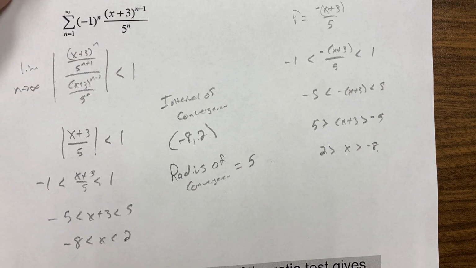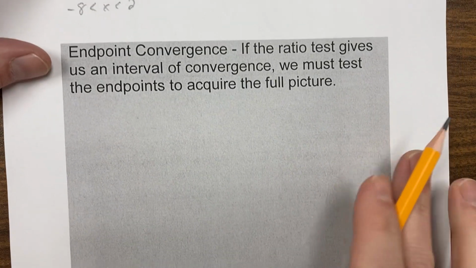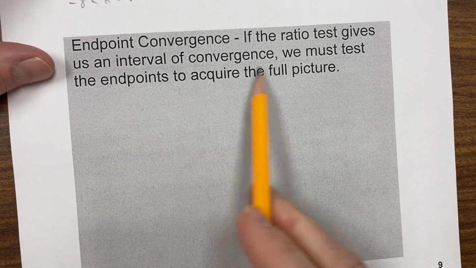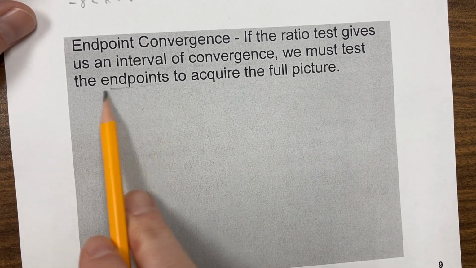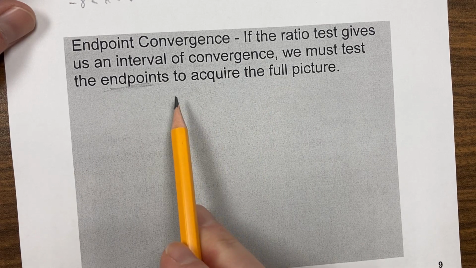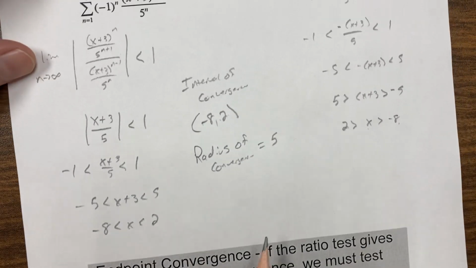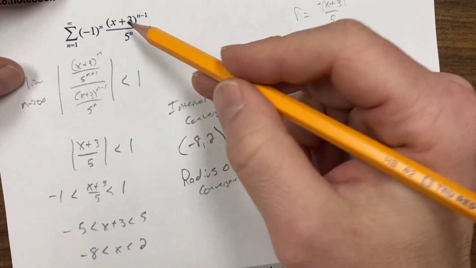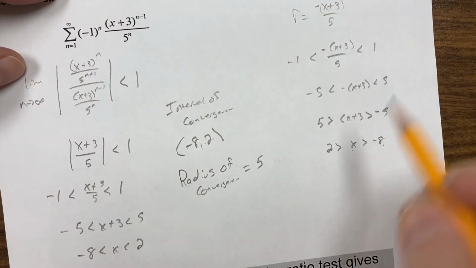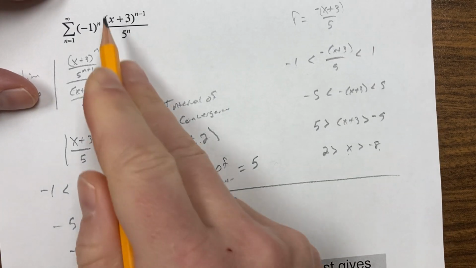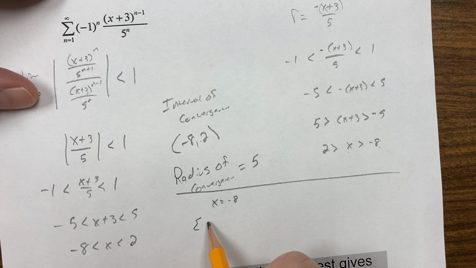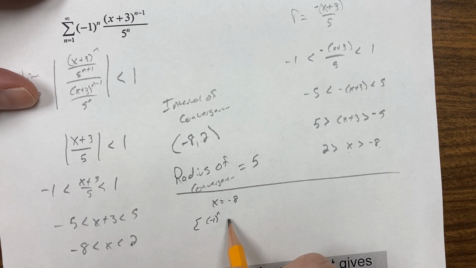Now, if we do the ratio test and it gives us an interval of convergence, oftentimes we must test the endpoints to acquire the full picture. For our examples here, for this one, if you put -8 in for x, I'll just do it right over here. When x equals -8, we put that in for x and we get the infinite series of -1 to the n, times -5 to the n minus 1 over 5 to the n.